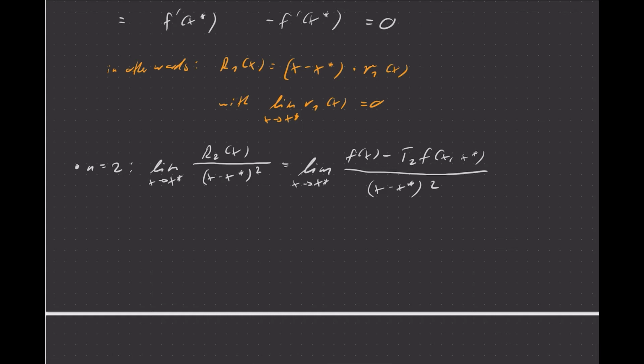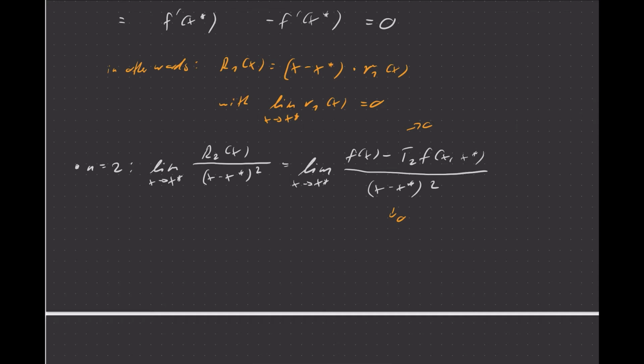Now, to make use of the properties of the Taylor polynomial, we'll say, well, obviously, this here tends to 0. We all know that the Taylor polynomial has the property that at x star, it's going to be equal to f at x star. So this difference will also tend to 0. We don't know how fast yet, but it will tend to 0. So both this and this go to 0.